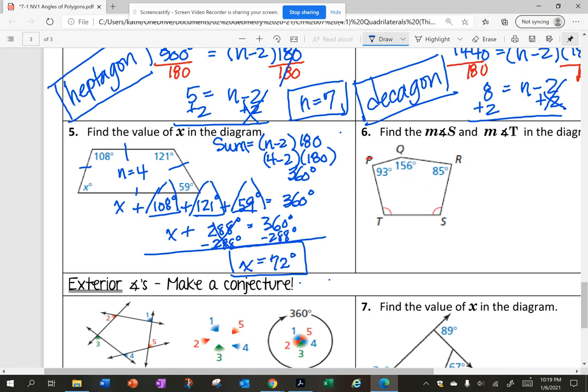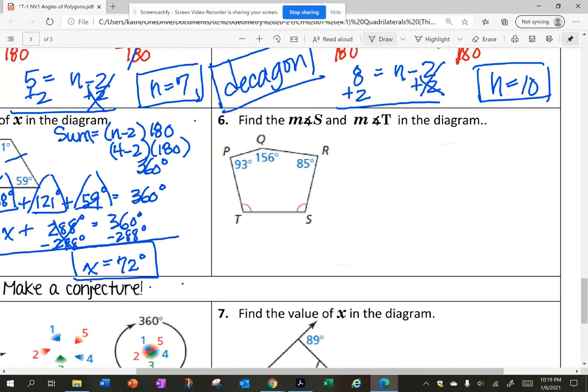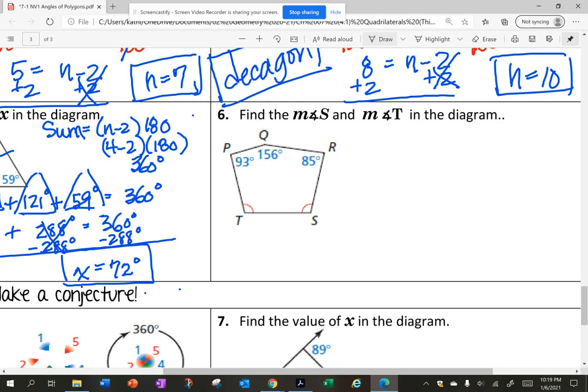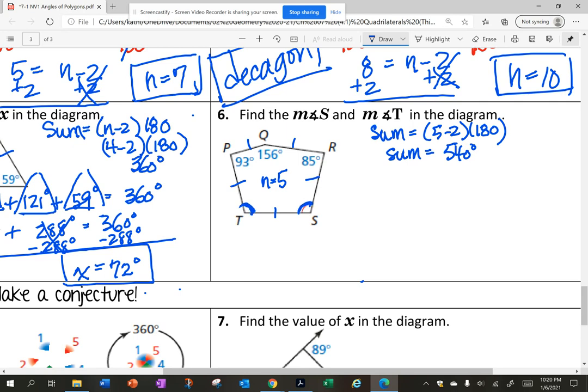Okay, let's try number 6. Number 6 is a little bit different, but very close. So I'm going to start out by counting up my number of sides. So 1, 2, 3, 4, 5. So I know n equals 5. So the sum is going to be 5 minus 2 times 180. So I get my sum is 540 degrees.